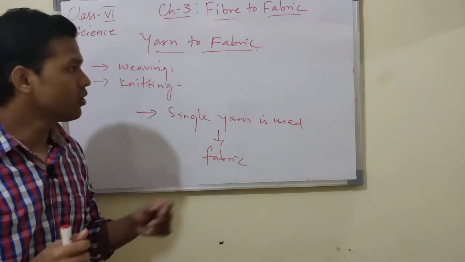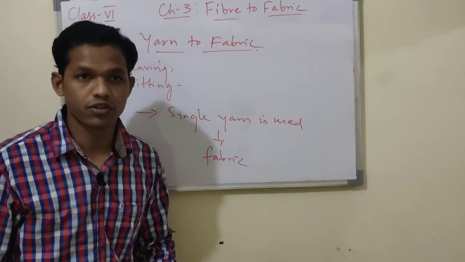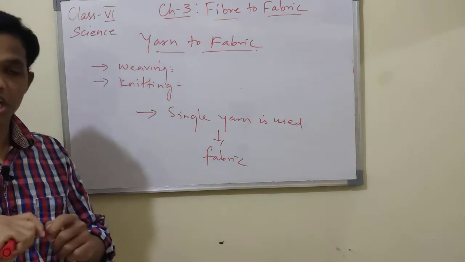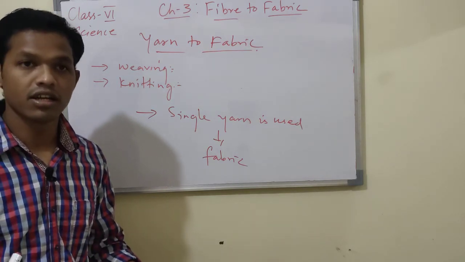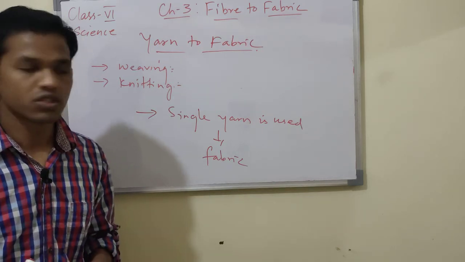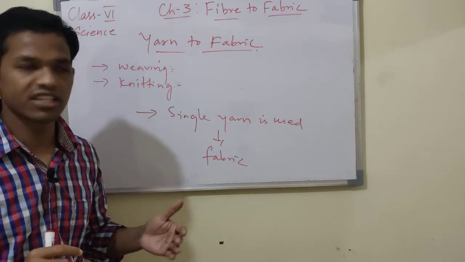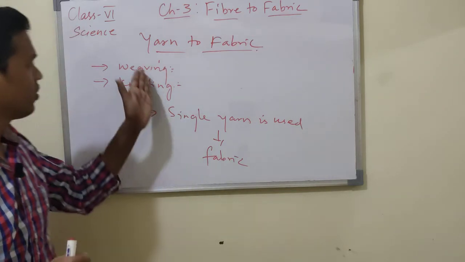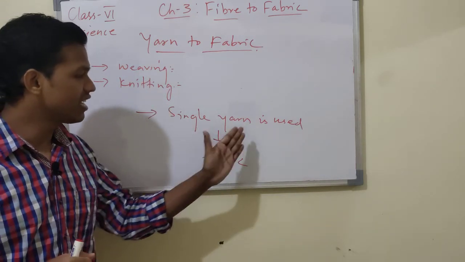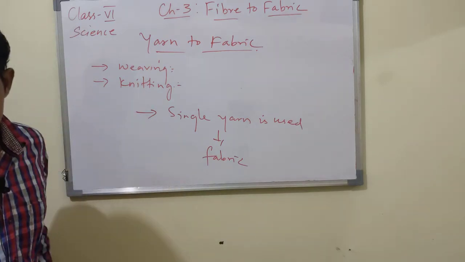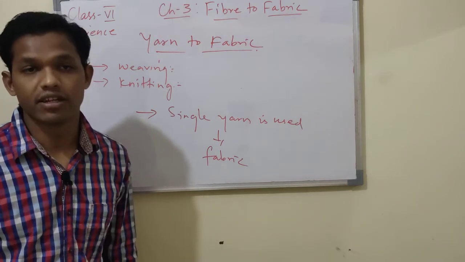You will find this mostly in socks. If you pull one yarn of a pair of socks continuously, it will come out. There is no end till the fabric is completely finished. Sweater is also similar, it is knitted, not woven. A single yarn is used for making fabric. This is how weaving and knitting are used for making different varieties of fabric.